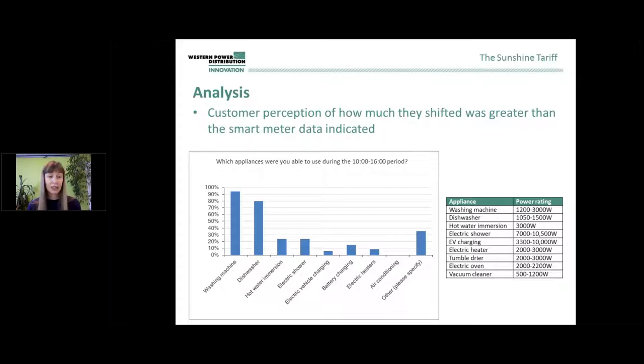They tended to be washing machines and dishwashers. But also we've got hot water immersion, electric vehicle charging, electric heaters. And under the other category, we had vacuum cleaners, tumble dryers, lawn mowers. But as you can see from the chart, washing machines and dishwashers were the most used appliances during that time. And if you look at how much power on average those appliances use, it's actually relatively low compared to, say, the electric vehicle charging or hot water immersion system. So I think that's why people felt they were doing a lot more, mainly because of the effort that was required to change those consumption behaviours.